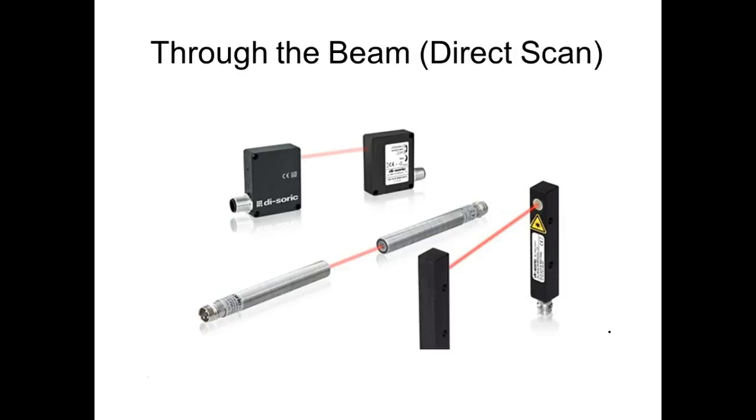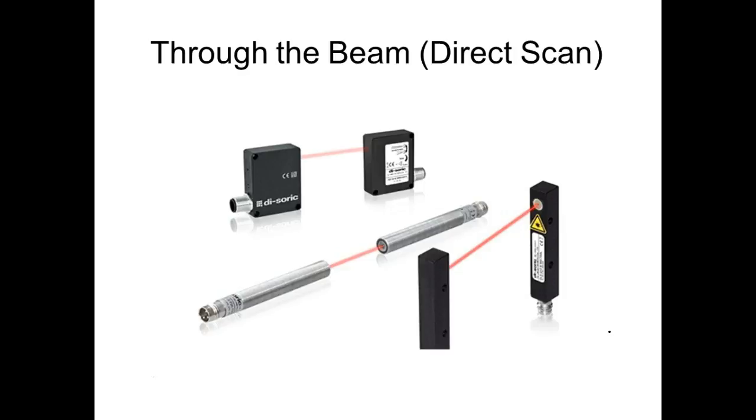So the first one that we'll look at is what we call a through the beam. The book calls it a direct scan. So this one is in the textbook. And you see how I got the name through the beam. So what we have is a transmitter on one side, and a receiver on the other. We shoot a light beam through it. So right now, if it's not detecting anything, the output of this guy will be true. You understand that? And what we're trying to detect moves through here and breaks the beam. So when the output of this guy goes false, it indicates something's in between them. That makes sense.